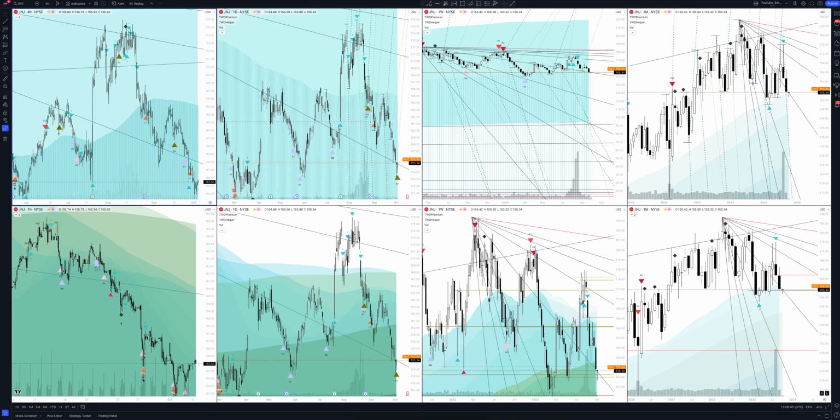Today we will take a look at Johnson & Johnson stock. Let's analyze the market situation and find out how you can make money on it. Let's start.